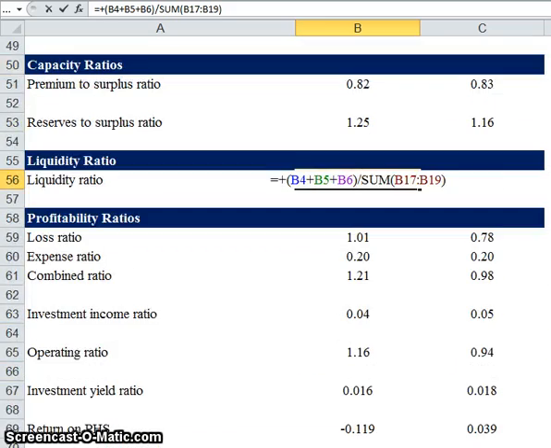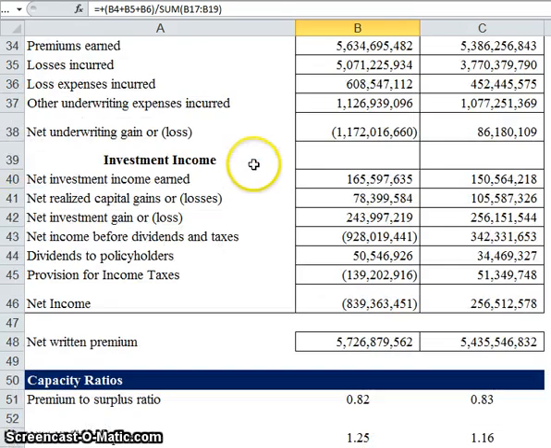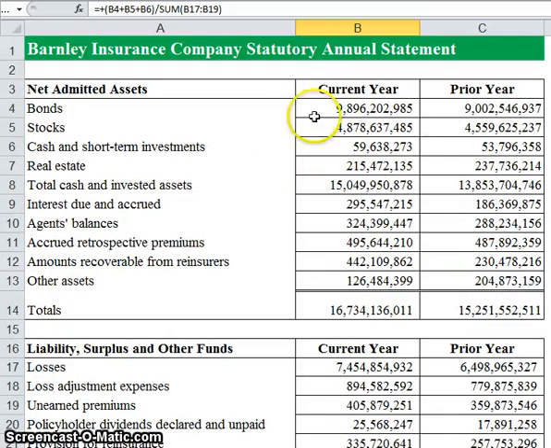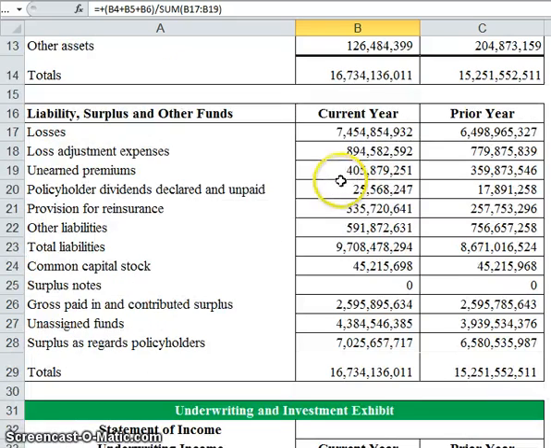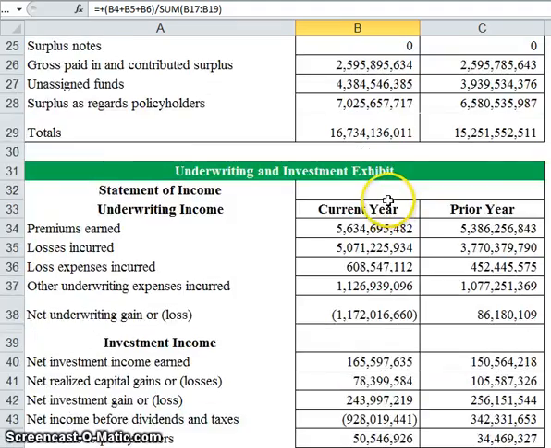A ratio of 1 or greater is desirable because that indicates that the company could immediately liquidate its investment portfolio and have enough cash to pay its obligations to policyholders. So in other words, it could sell all of its liquid assets that we looked at up here, bonds, stocks, and cash. Don't have to sell cash, but you could turn the short-term investments into cash. And then you could pay your largest liabilities, your losses, your LAE, and your unearned premiums.